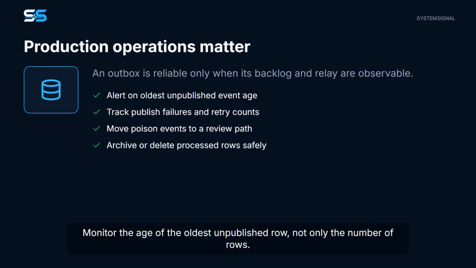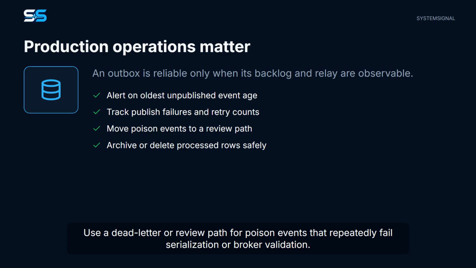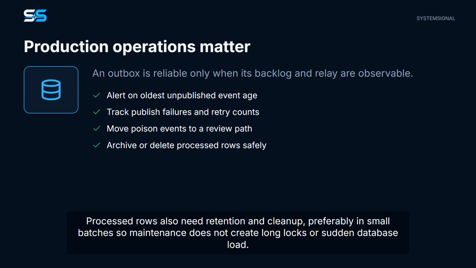Monitor the age of the oldest unpublished row, not only the number of rows. A quiet system may have one critical event stuck for hours. Track publish latency, retry counts, failure reasons, and relay throughput. Use a dead letter or review path for poison events that repeatedly fail serialization or broker validation. Processed rows also need retention and cleanup, preferably in small batches, so maintenance does not create long locks or sudden database load.